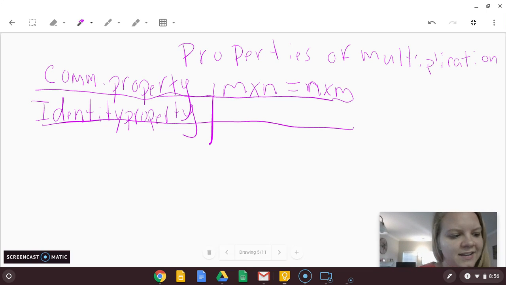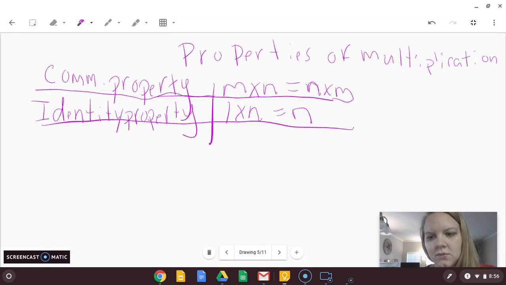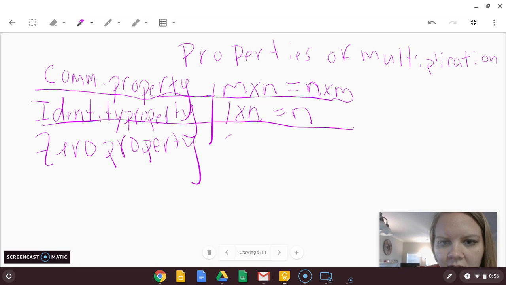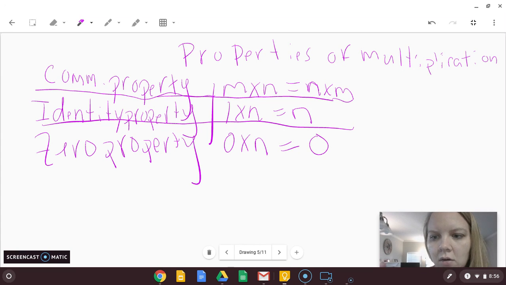And all that is saying is that 1 times n is going to equal n every single time. 1 times anything is going to equal that anything, whatever that is. And then the fun one, love the zeros. 0 property of multiplication, all that is 0 times n is always going to give us 0. You could say 100 million trillion times 0. You're still going to get 0. That's what is cool about that.